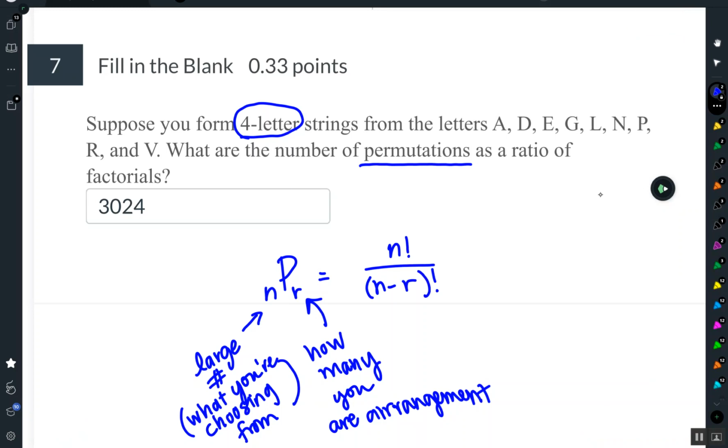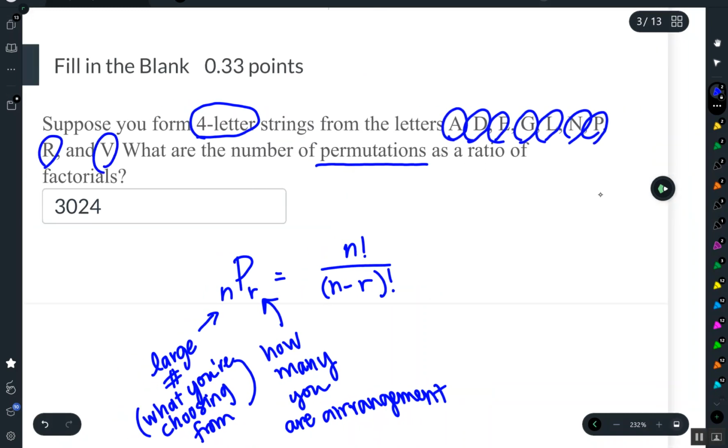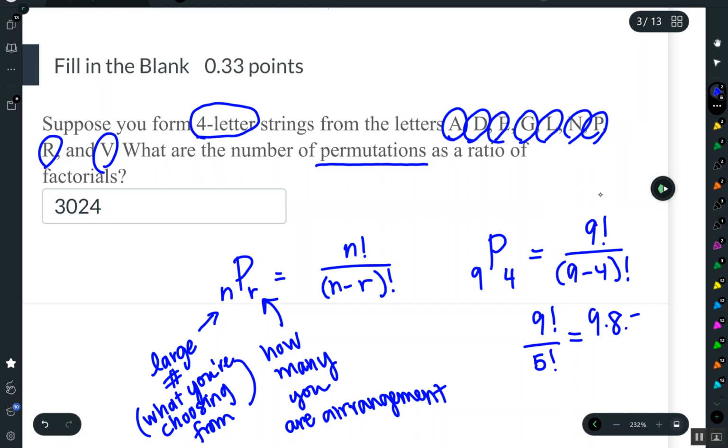So in this case, let's see how many letters we have. 1, 2, 3, 4, 5, 6, 7, 8, 9. There are 9 letters, and we are choosing 4 of them. So we're going to do 9 factorial over 9 minus 4 factorial, or 9 factorial over 5 factorial. We can probably figure this out pretty easily. 9 times 8 times 7 times 6 times, and then the rest is just going to be 5 factorial. And then the 5 factorial will cancel, and it's just 9 times 8 times 7 times 6, which is 3,024.